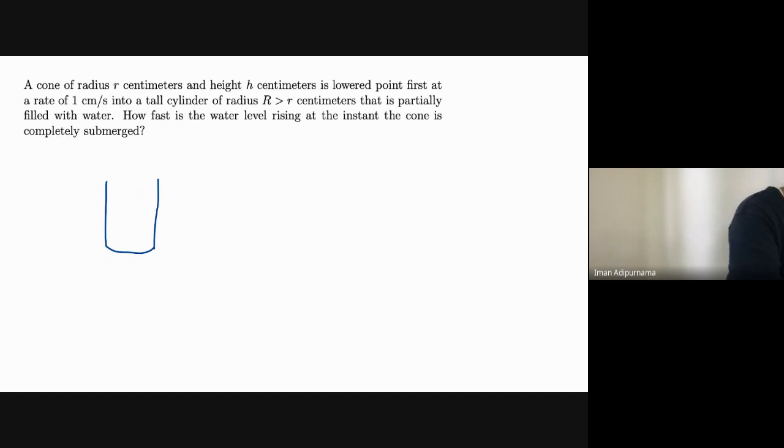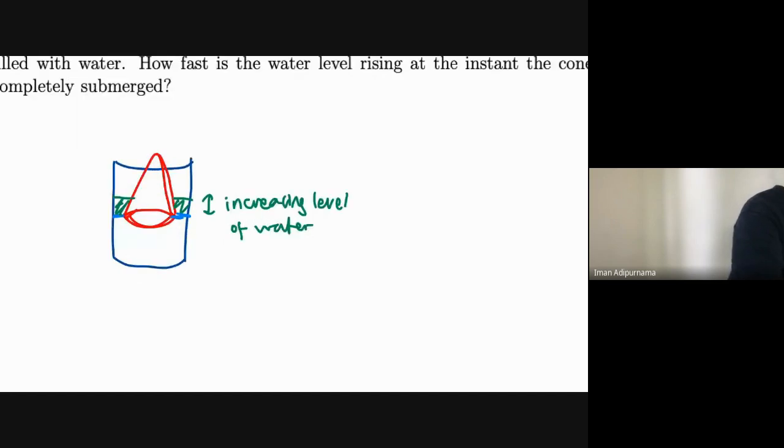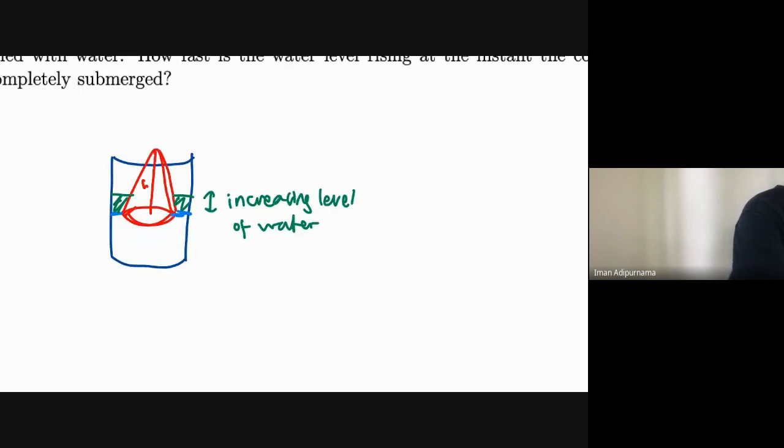It's too small, and it says there's water here, and the water is maybe increasing. Maybe this is the increasing level of water. Sorry, not really good drawing. This is h. This is R. This is the cylinder.